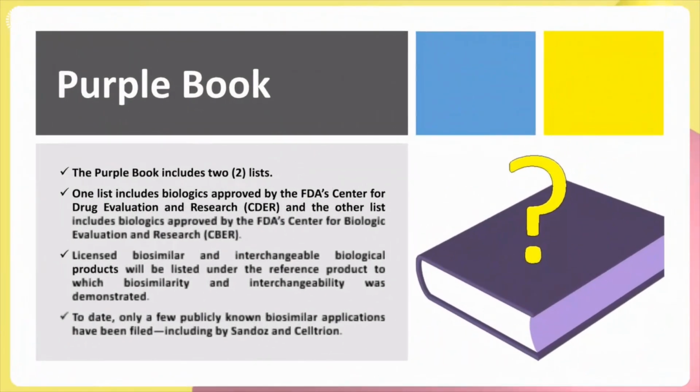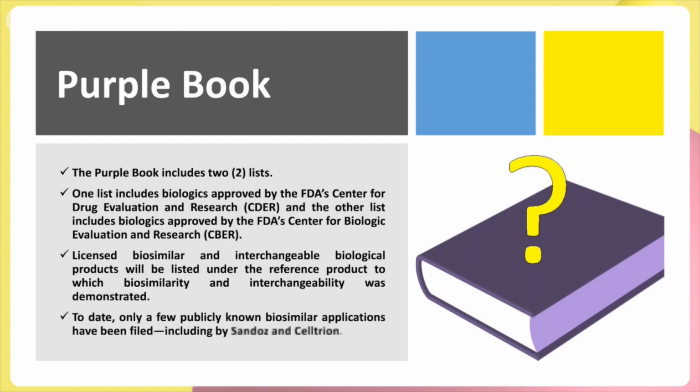Now talking about the Purple Book. I've told you there are two lists, one regulated by the CDER, Center for Drug Evaluation and Research. The other list is regulated by the CBER, Center for Biologics Evaluation and Research. It contains the licensed, biosimilar and interchangeable biological products which are listed under the reference products to which the biosimilarity and interchangeability was demonstrated.